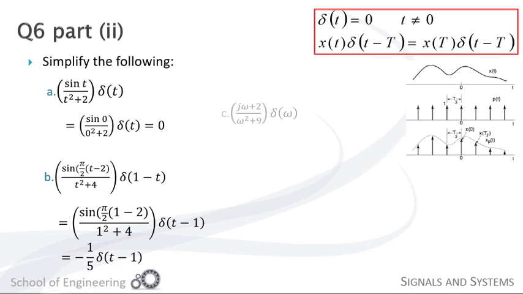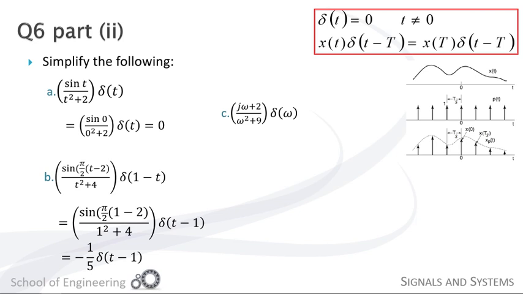So what will we do for that one? Very quickly. Now instead of t, we've got omega. So it's a function in omega. This is something you'll see later on in frequency, but the concept's the same. Where will it be non-zero?